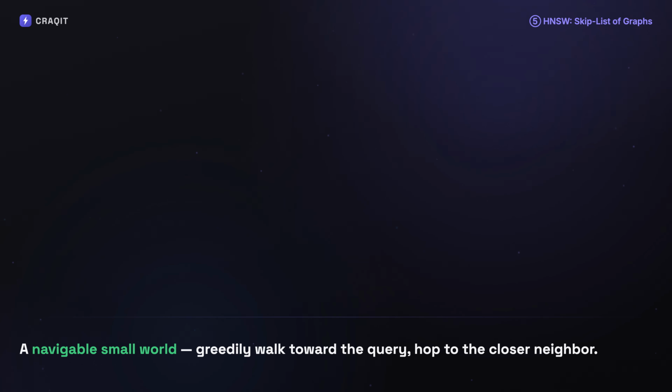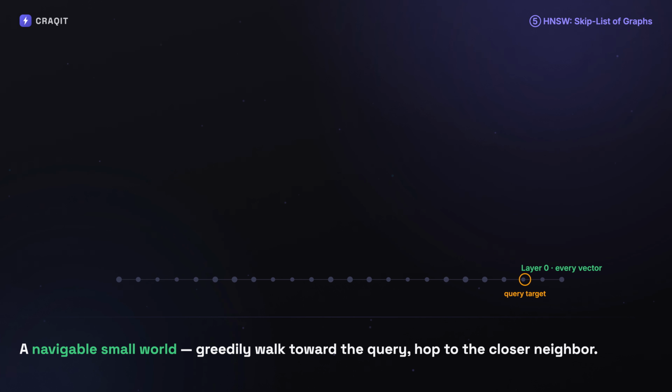The most popular ANN index, and the one you must be able to draw, is HNSW, Hierarchical Navigable Small World. Build it in 2 steps. Step 1, a navigable small world graph. Connect every vector to its few nearest neighbors, forming a graph where you can walk from any point to any other in a handful of hops, like 6 degrees of separation.